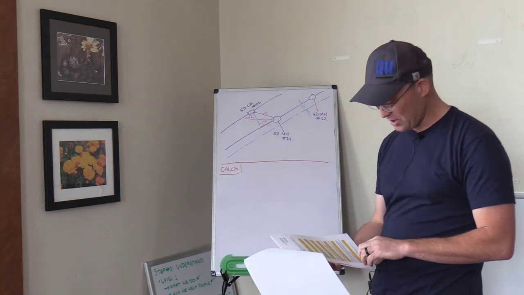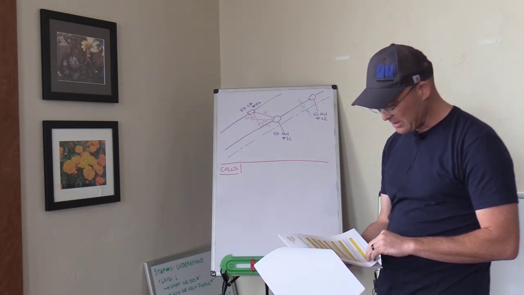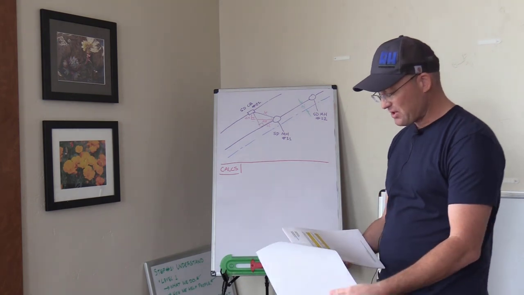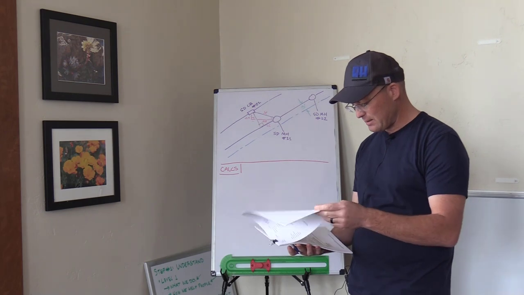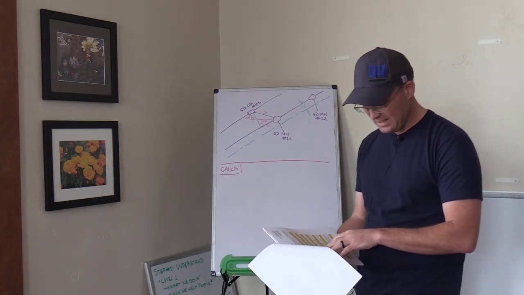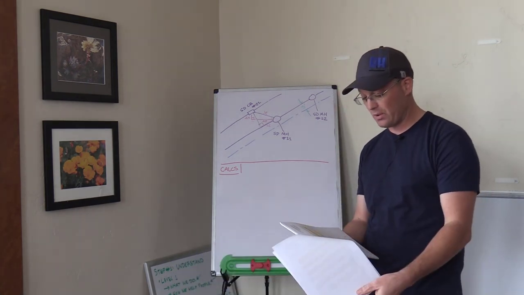So this is question number 19, which asks you to calculate the northing and easting for storm drain catch basin number 21.